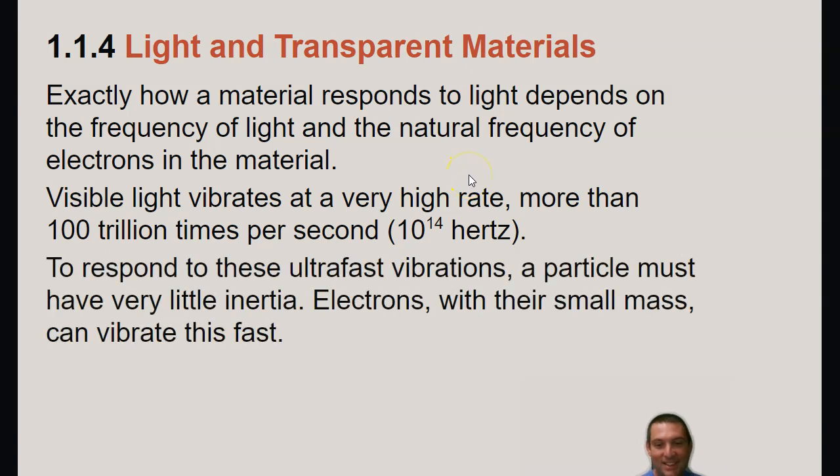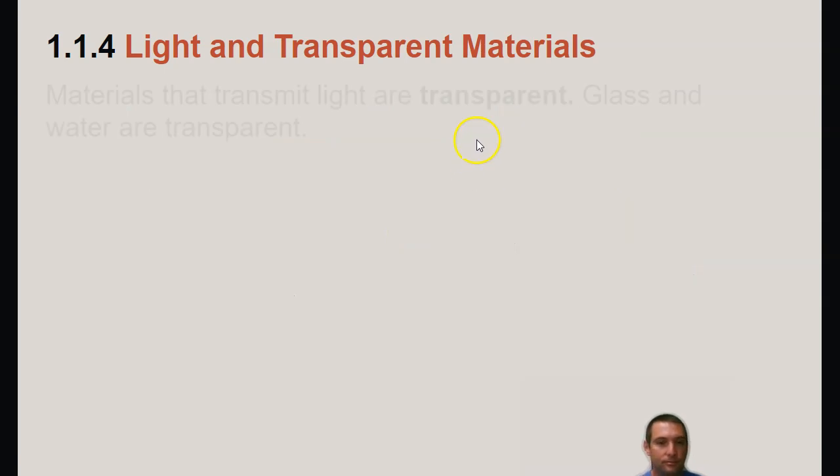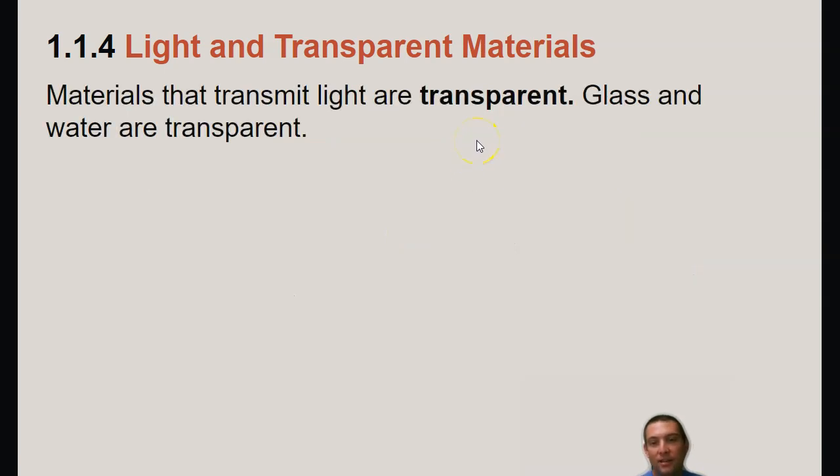To respond to these ultra-fast vibrations, a particle has to have very little inertia. Remember, inertia is the resistance to change its motion. Electrons, with their small mass, can vibrate very fast. Materials that transmit light are transparent. Glass and water are transparent.